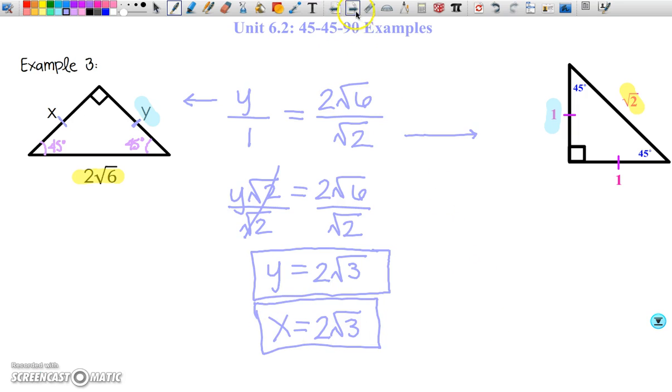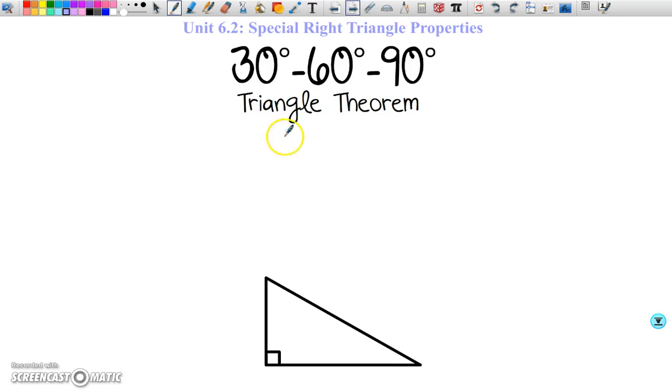All right, so now same type of thing, only with a 30, 60, 90 right triangle. In this case, we don't have anything saying that it's isosceles, but we are still going to use proportions. You need to remember that if this is the 60-degree angle and this is the 30, this side will be your 1, this side will be your square root of 3, and this side will be your 2. And it's always going to work that way.